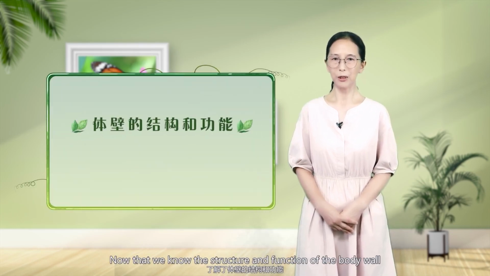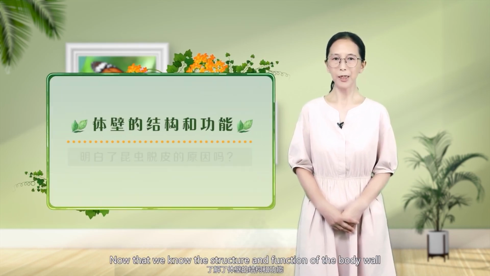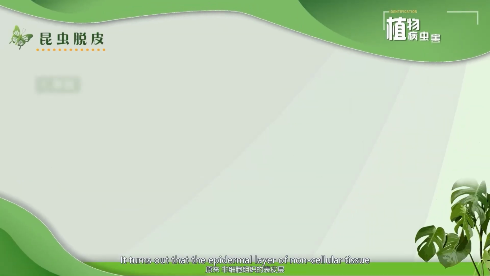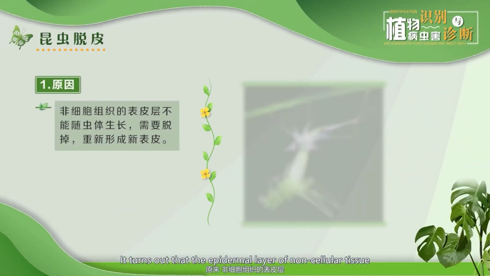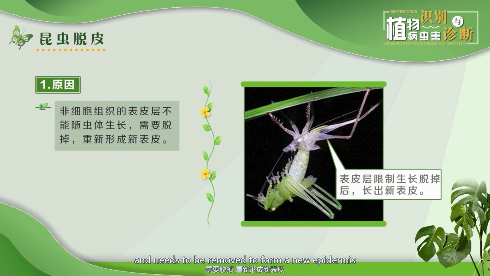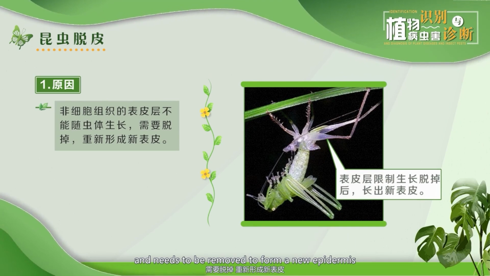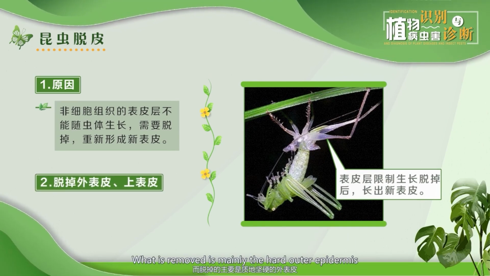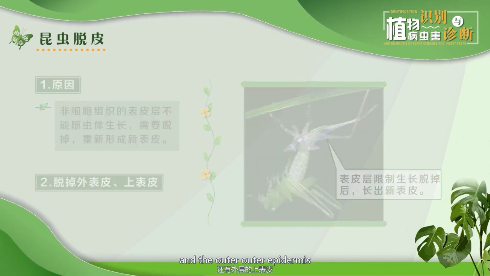Now that we know the structure and function of the body wall, do we understand why insects shed their skin? It turns out that the epidermal layer of noncellular tissue cannot grow with the insect body and needs to be removed to form a new epidermis. What is removed is mainly the hard outer epidermis and the inner epidermis.